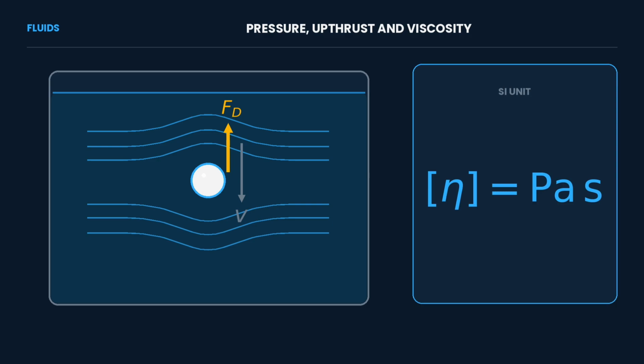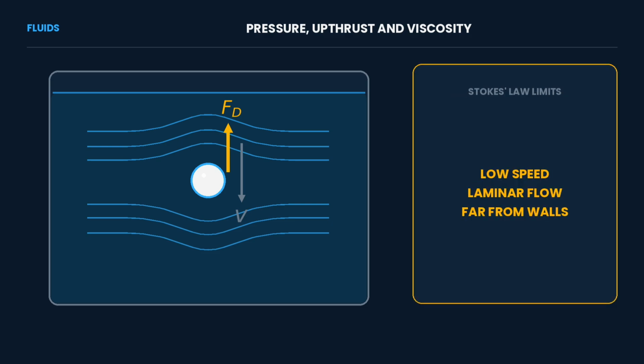The SI unit of viscosity is the Pascal second. For the same sphere at the same speed, a larger η produces more drag. This is not a general drag equation. Once inertial or turbulent effects matter, or nearby boundaries alter the flow, Stokes' law needs a correction or a different model, and most of this is above A level.